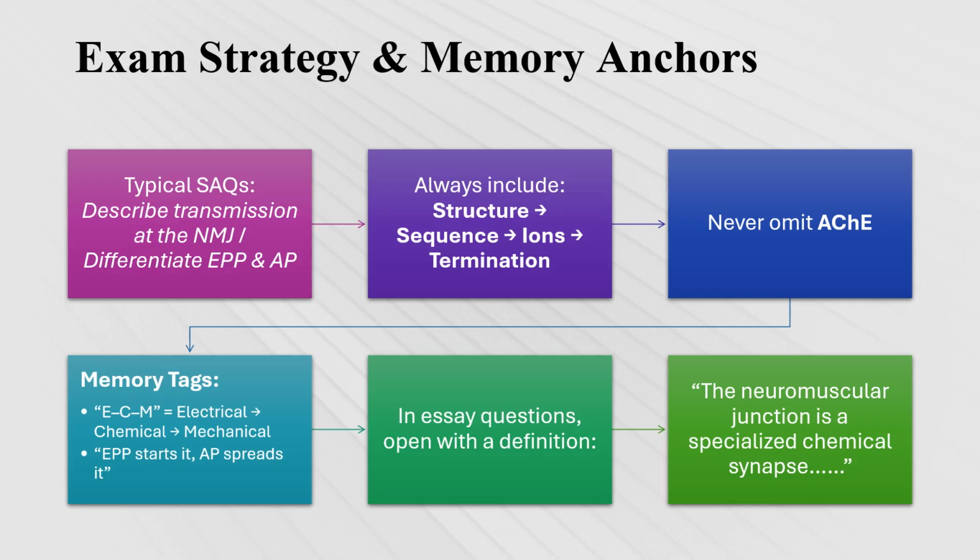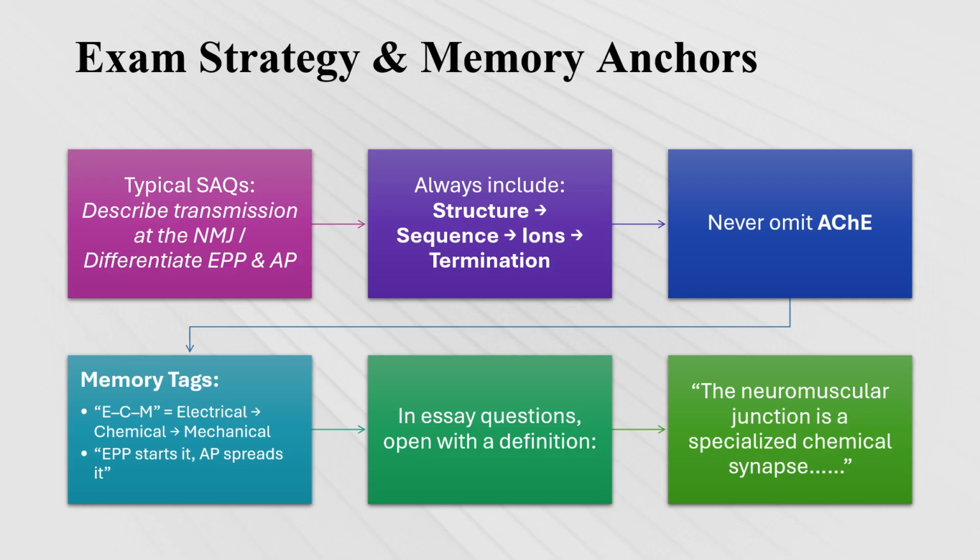Now, the NMJ appears in short answer questions, SAQs, and occasionally as part of long essays or viva segments. Typical SAQs include: one, describe transmission at the neuromuscular junction. Or they can come as: differentiate between the end plate potential and the action potential. Both of these require physiological flow, not just random facts.